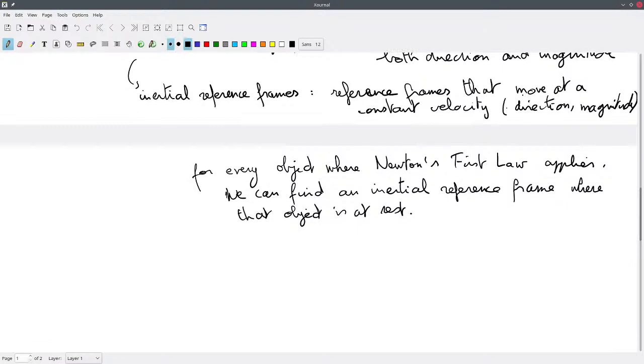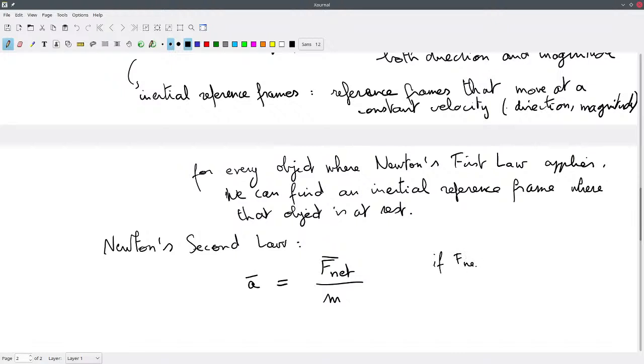So we're going to formulate this now into Newton's second law, which of course, as some of you already know, says that the acceleration due to a net force that's non-zero is that net force divided by the mass of the object. So in a sense, if the net force is not equal to 0, then A is also going to be non-zero. There will be an acceleration.